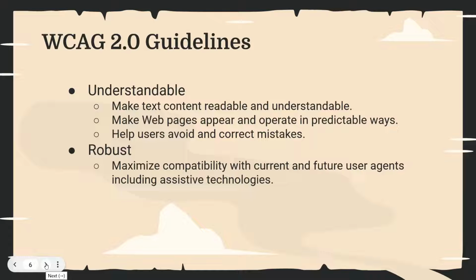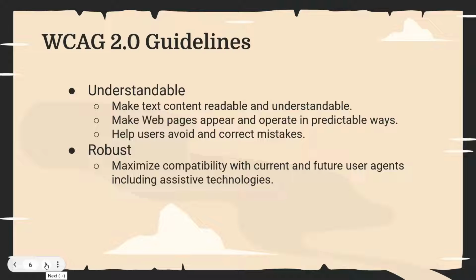So understandable: make text content readable and understandable. So using clear, concise structure to paragraphs, making guidelines or directions to assignments, bullet points, so that it is very easy for someone to understand. So making web pages appear and operate in predictable ways, that's self-explanatory, and help users avoid incorrect mistakes.